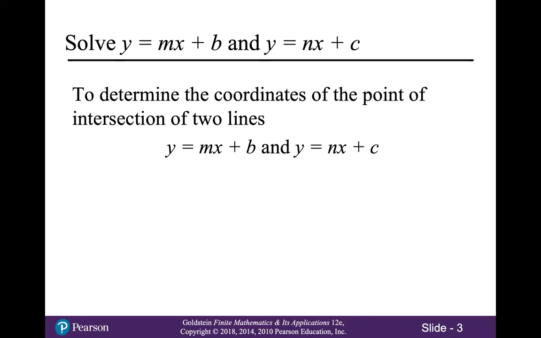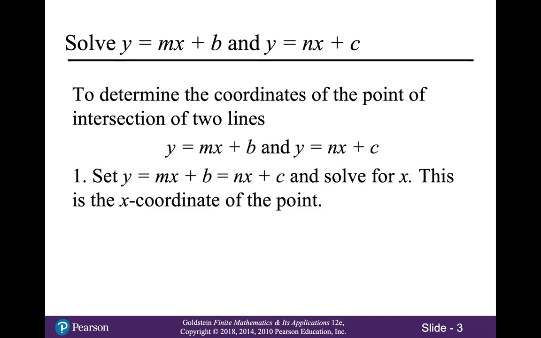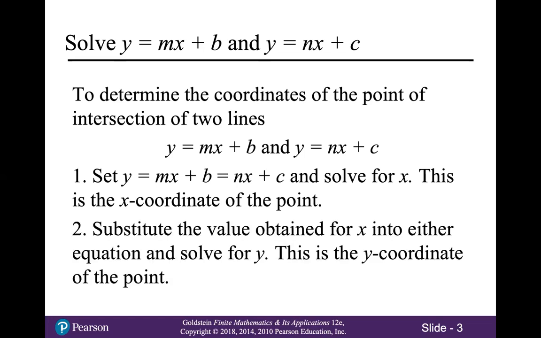All right, so first, to solve a system of the form y equals mx plus b and y equals nx plus c, in other words, to determine the coordinates of the point of intersection of those two lines, we will set mx plus b equal to nx plus c and solve for x. This will give us the x coordinate of the point. And then we'll substitute the value obtained for x into either equation and solve for y, and this will be the y coordinate of the point.